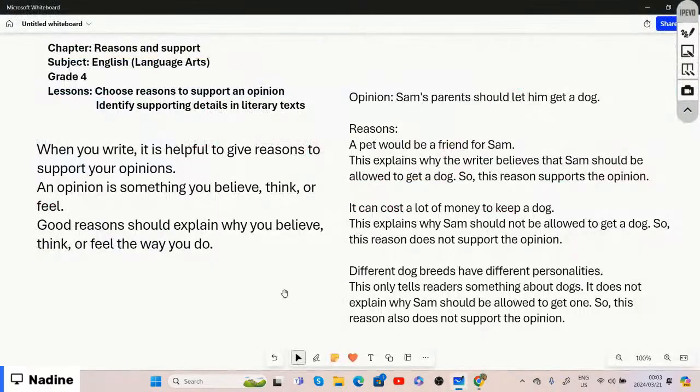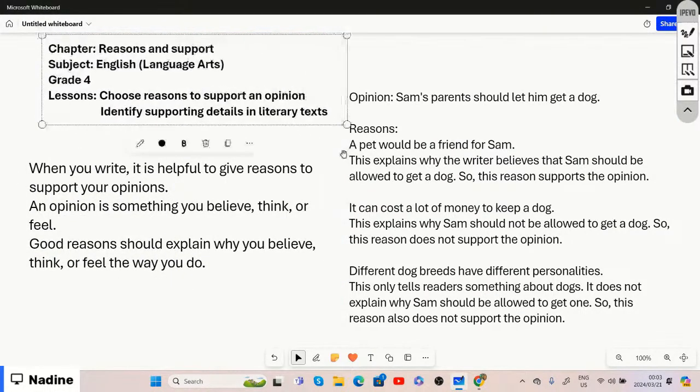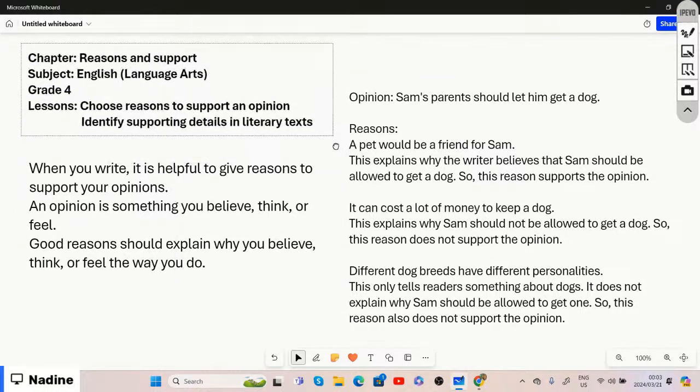All right. So our chapter is reasons and support. Our subject is English language arts, grade 4. And the lessons that we are focusing on are to choose reasons to support an opinion and to identify supporting details in literary text. So we are going to choose reasons to support an opinion and to identify supporting details in literary texts.